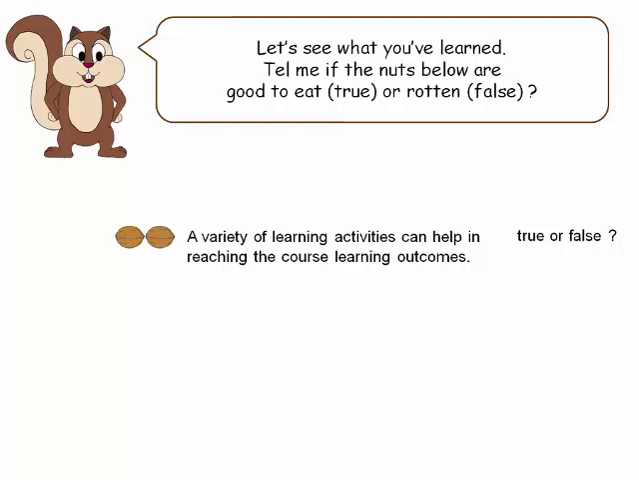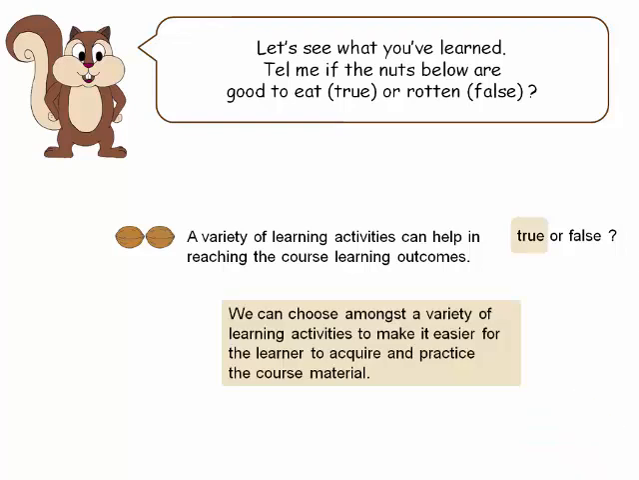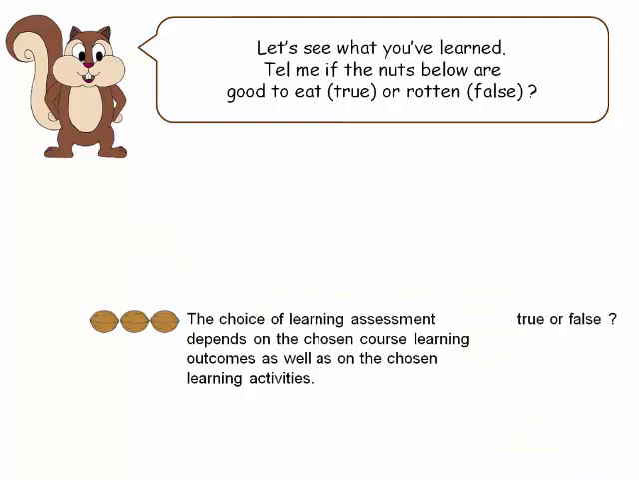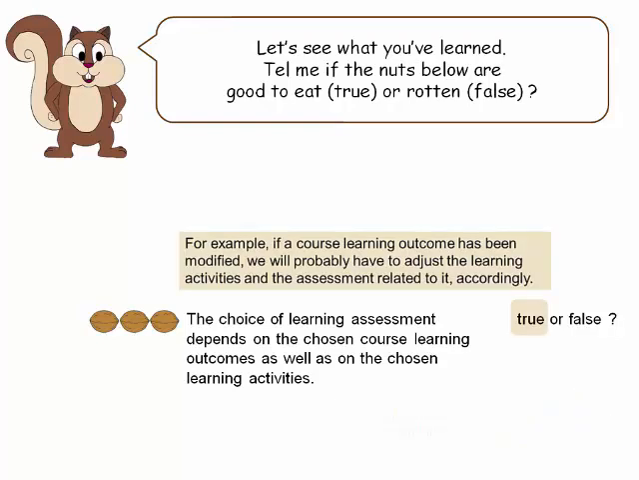A variety of learning activities can help in reaching the course learning outcomes. True or false? True. We can choose among a variety of learning activities to make it easier for the learner to acquire and practice the course material. The choice of learning assessment depends on the chosen course learning outcomes as well as on the chosen learning activities. True or false? True. For example, if a course learning outcome has been modified, we will probably have to adjust the learning activities and the assessment related to it accordingly.